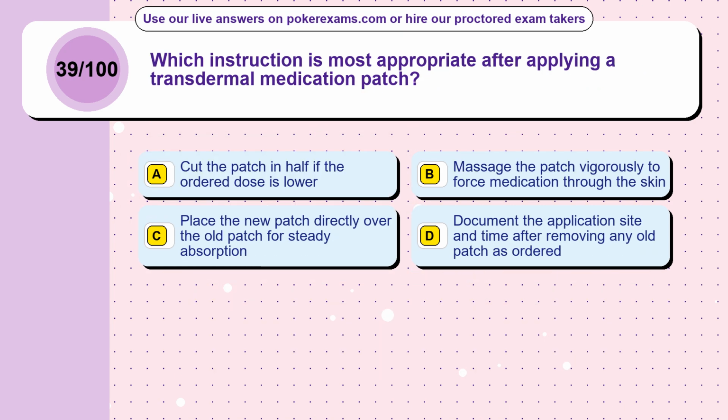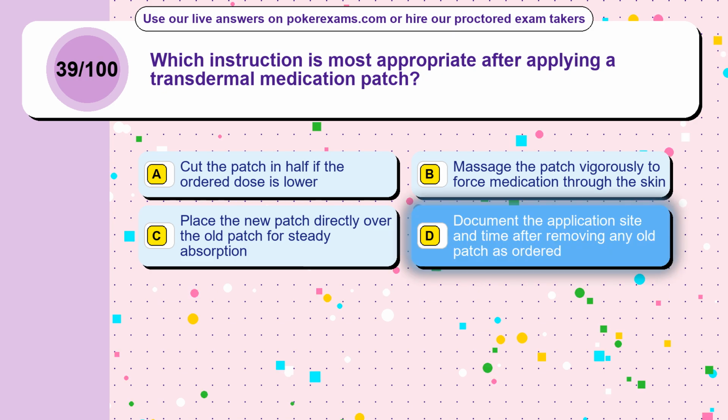Question 39. Which instruction is most appropriate after applying a transdermal medication patch? Option A. Cut the patch in half if the ordered dose is lower. Option B. Massage the patch vigorously to force medication through the skin. Option C. Place the new patch directly over the old patch for steady absorption. Option D. Document the application site and time after removing any old patches ordered.